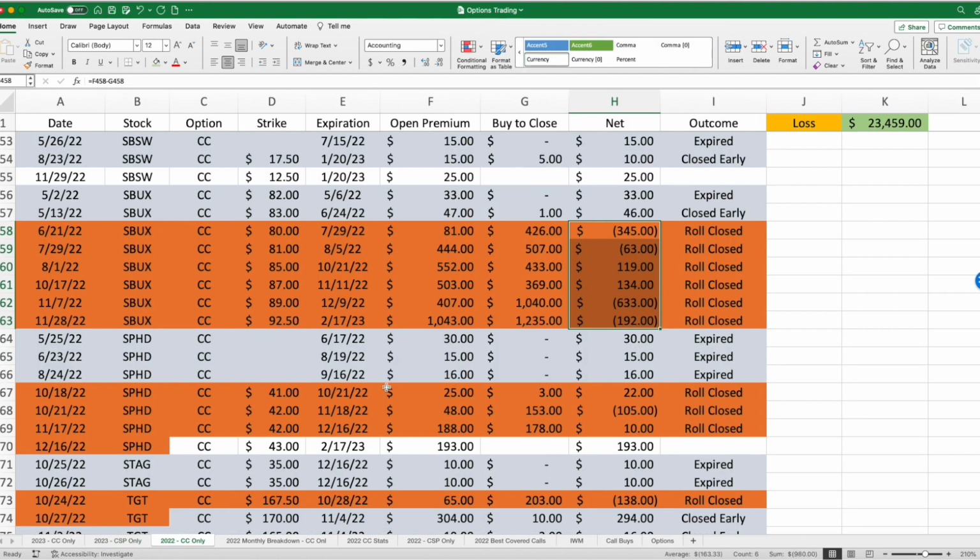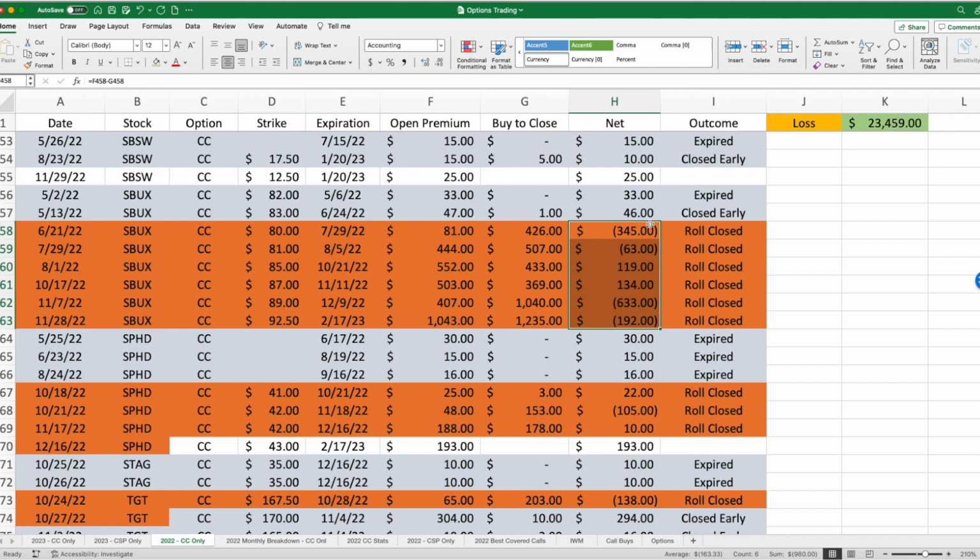But that $1,195, because it's a roll, you have to take into account, well, what did I have to close out from the previous open position? So anything that you see in orange designates that that position was open and I rolled to another position. And when you roll a position, you are paying back a premium to close out the position and then simultaneously opening up a new position.